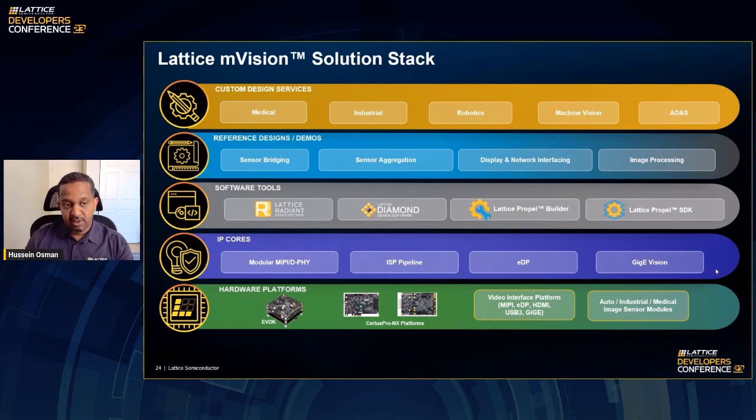Sensor aggregation and sensor bridging are some of the typical consumer applications that we talked about previously, and there are demos that show how to put those together. Also hardware platforms for different devices to enable this capability.